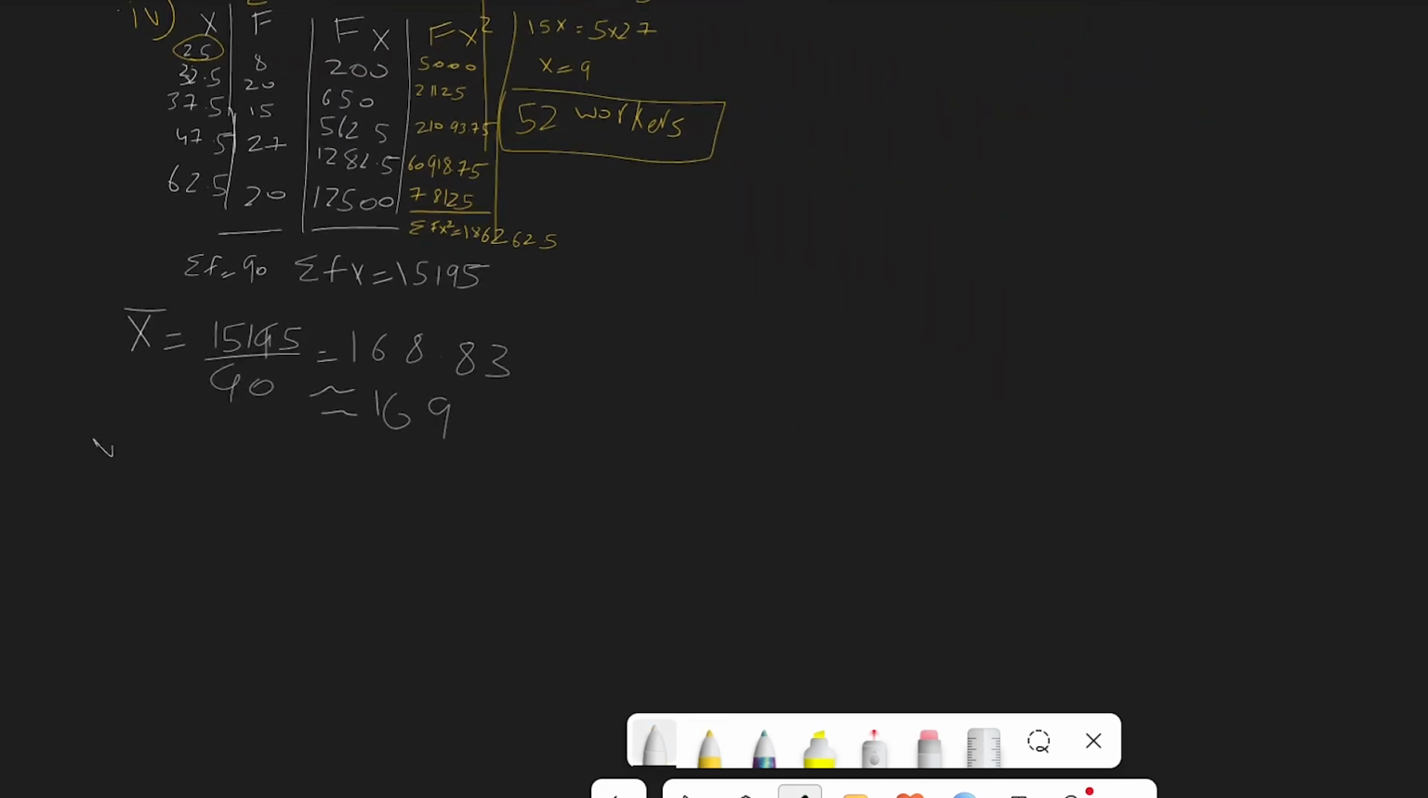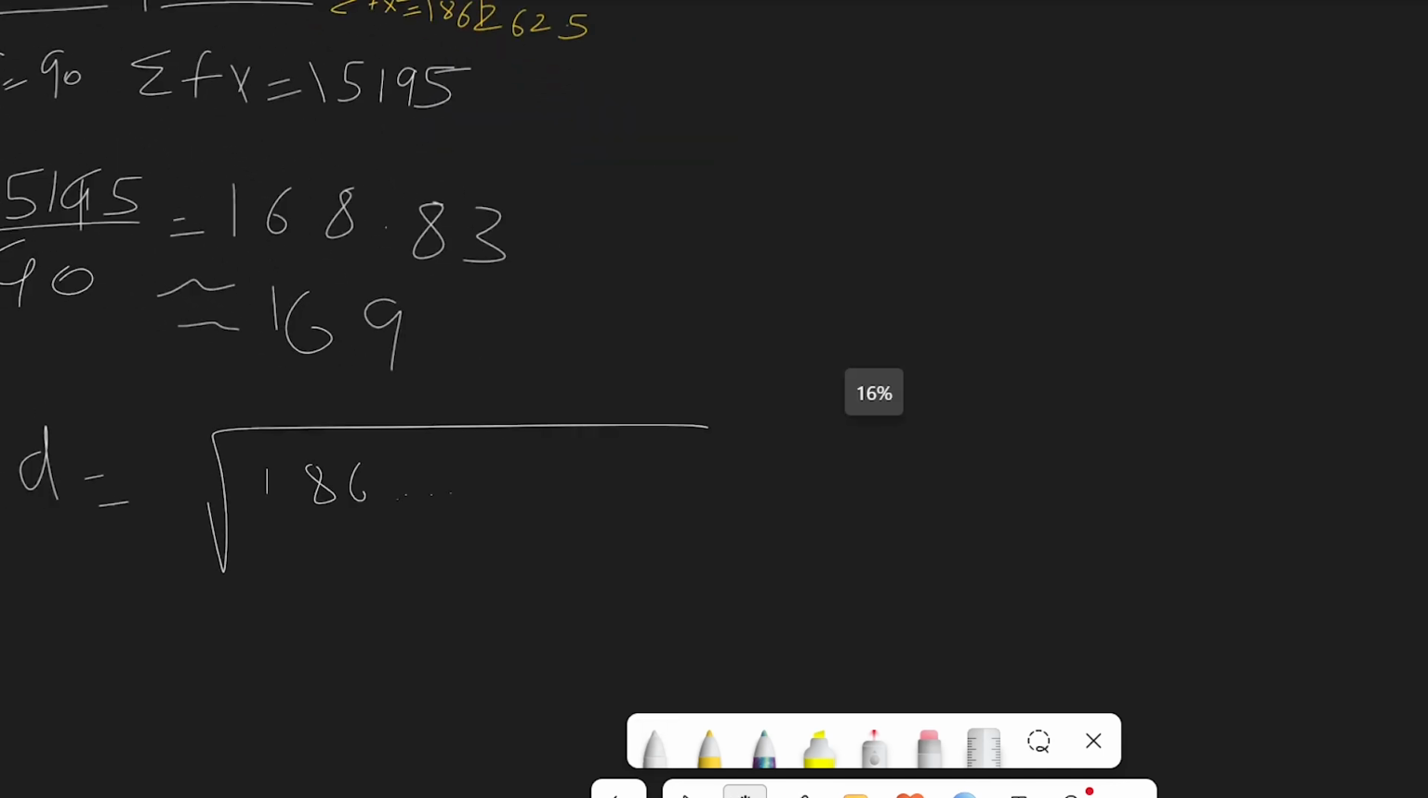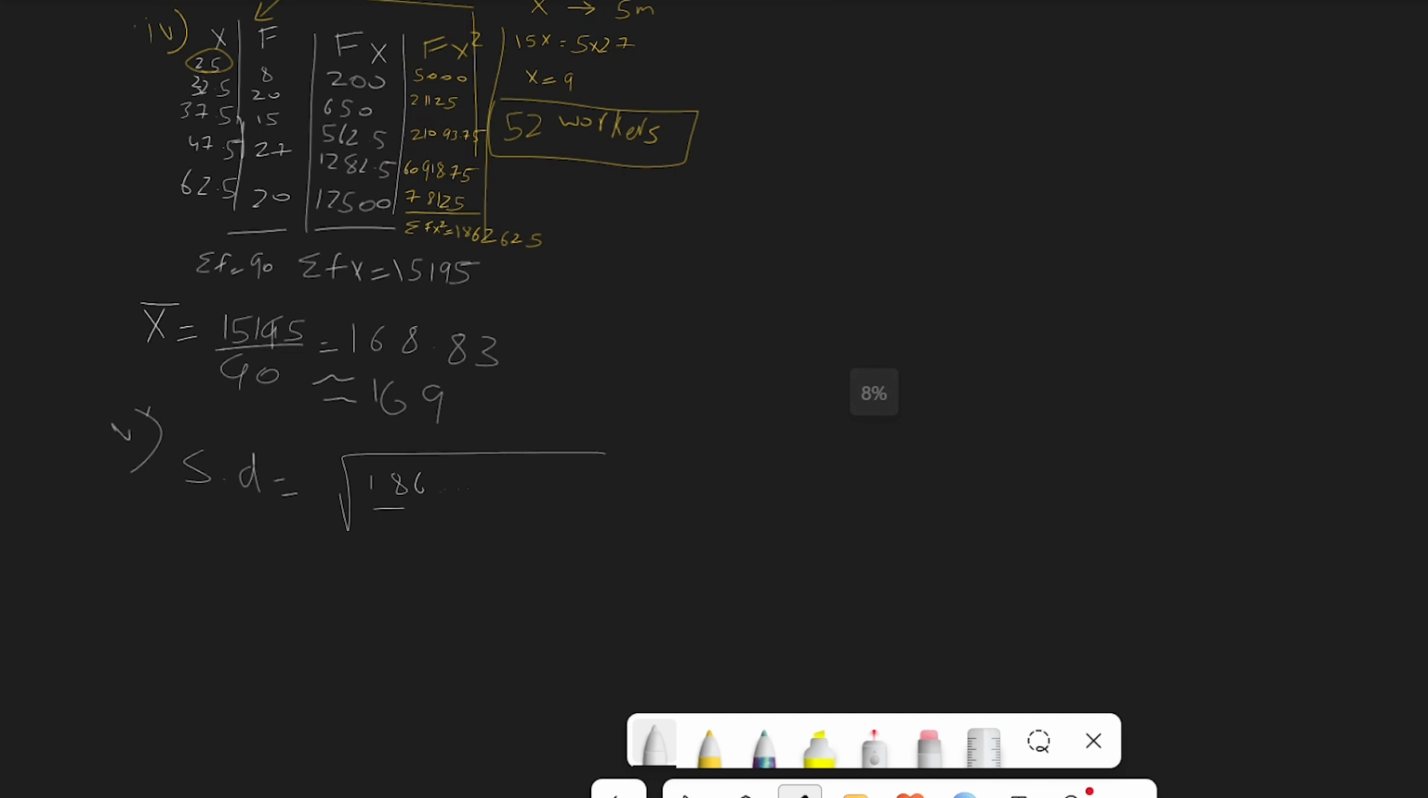For the fifth part, what we have to do is standard deviation is equal to square root of sigma fx square over sigma f, that big number, 186... I'm not writing all that, you have to write it in your exams. I'm just writing dot dot dot, over 90 minus the square of mean. The mean is 169. First we have rounded the mean to 3SF, so now we'll carry on with that rounded mean.